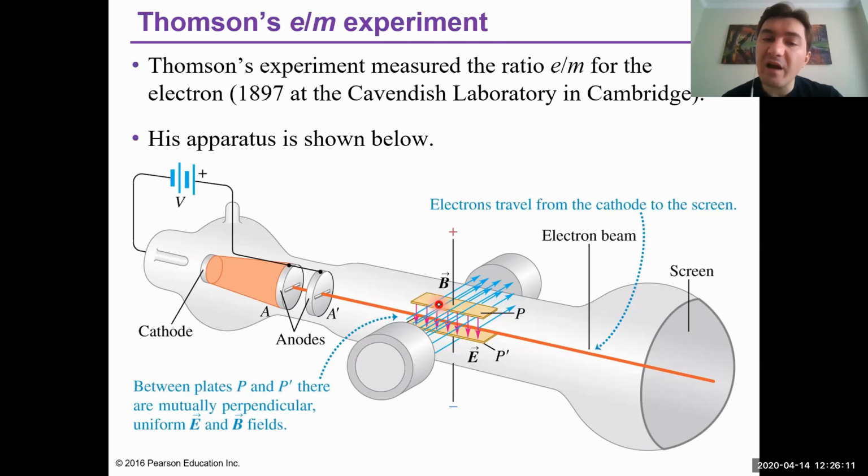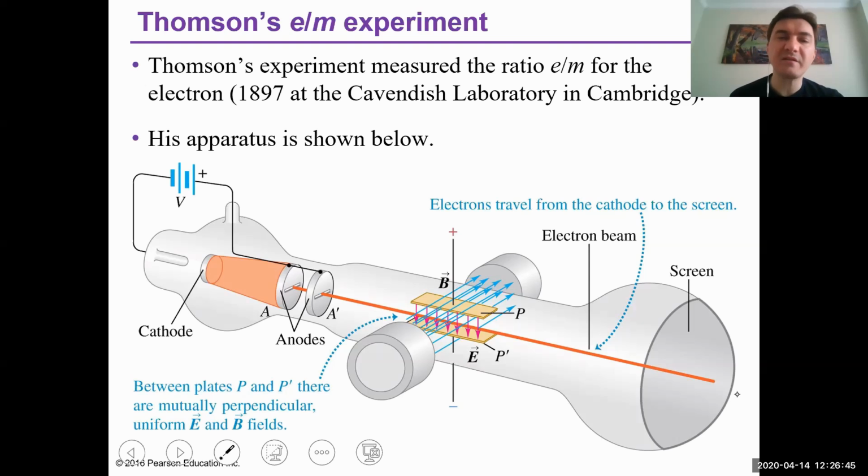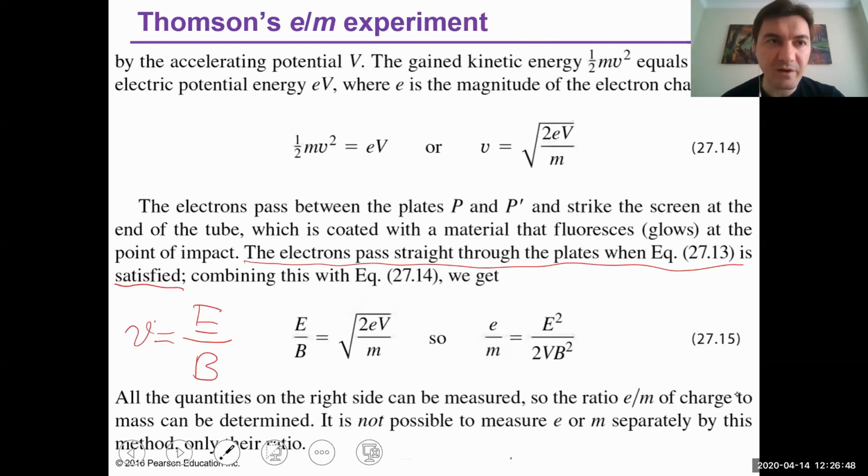But if you apply a magnetic field, since the magnetic field will apply a magnetic force in that direction on the negative charges, then you can deflect them like this, okay? If the magnetic force is huge compared to the electric force, they can be deflected like this. If they are equal to each other, then there will be no deflection, okay? So this was the idea behind Thomson's e over m experiment.